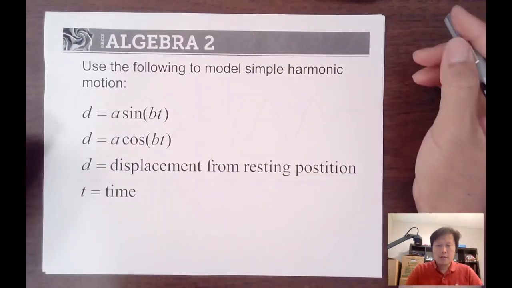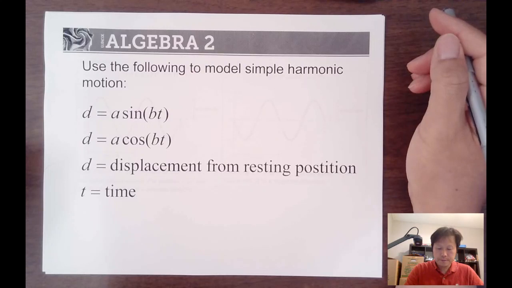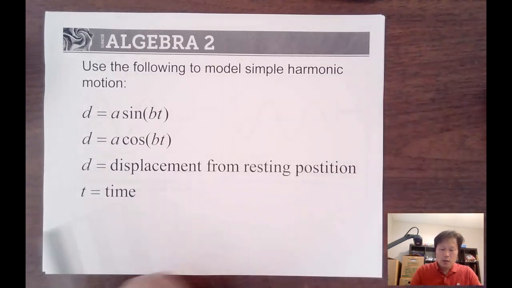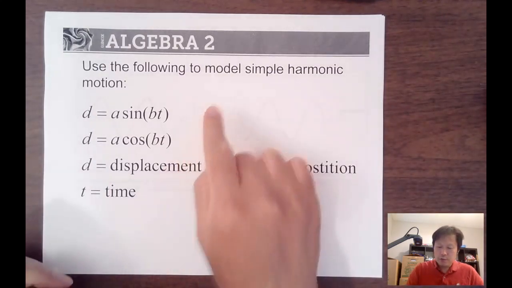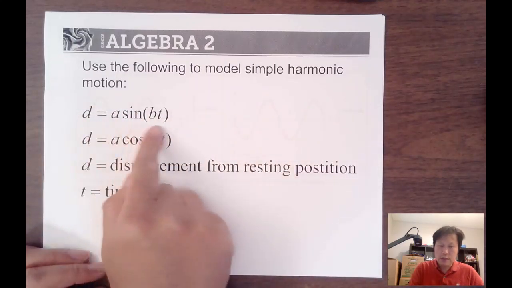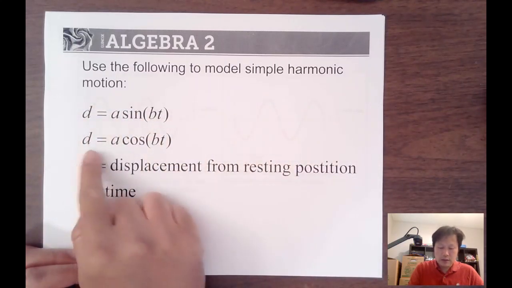Hi, this is the second part of the video. Word problem related to sine or cosine function. Use the following to model simple harmonic motion: d equals a sine bt, d equals a cosine bt.